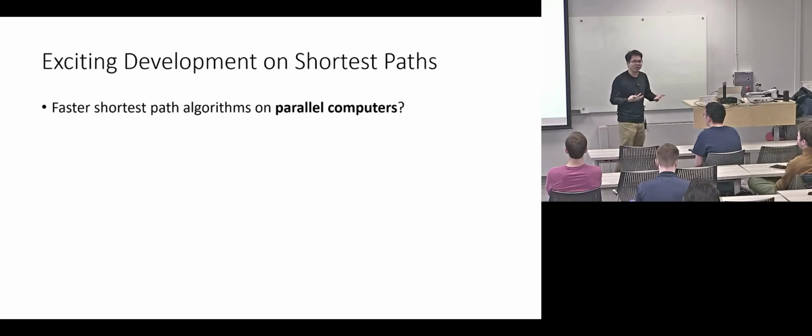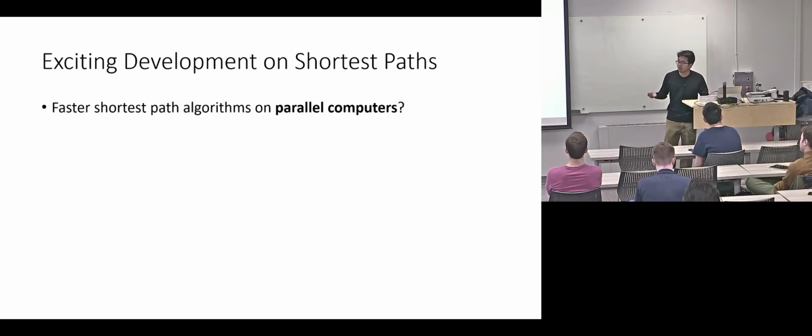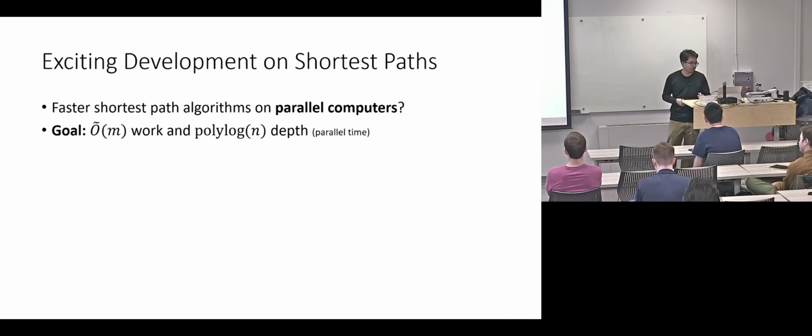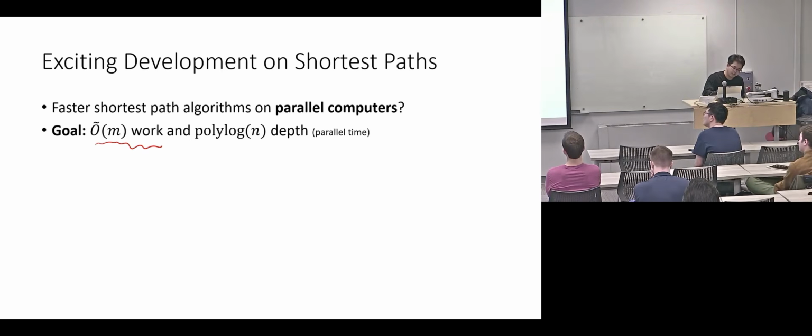So this is a hope that people want to achieve. That's the question. You want to do something like linear work and polylog depth. By polylog depth, I mean the parallel time.